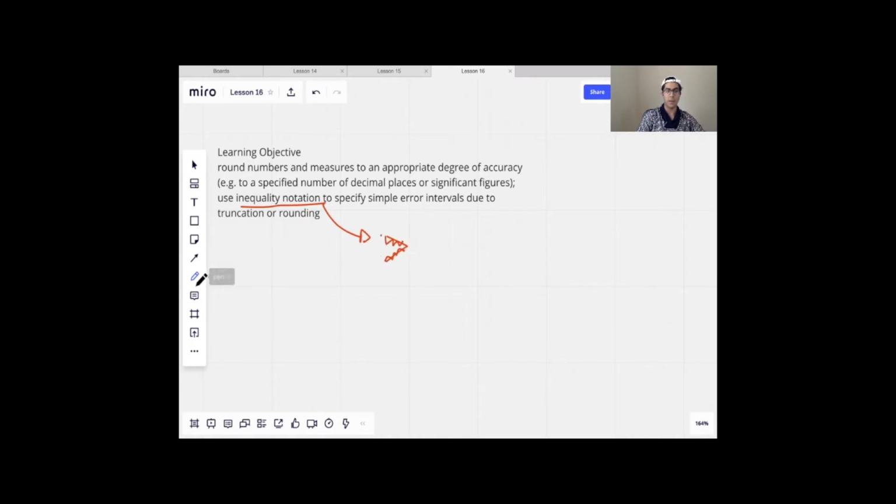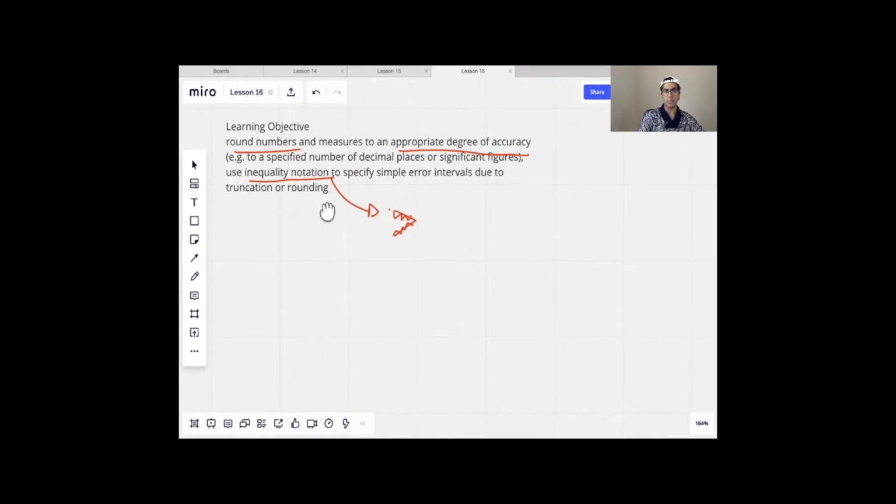Okay, so let's break down the learning objective. There's two things we need to consider here: what rounding numbers is, and why we round numbers, and appropriate degrees of accuracy. Those are the two key concepts here. Now first, let's talk about what rounding numbers is.